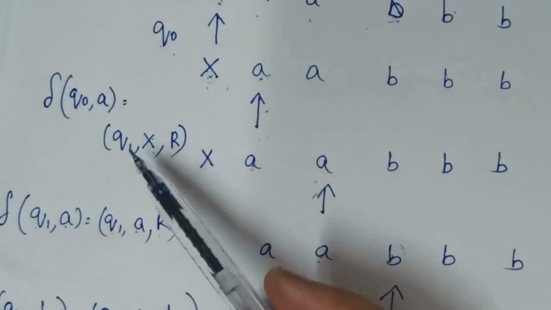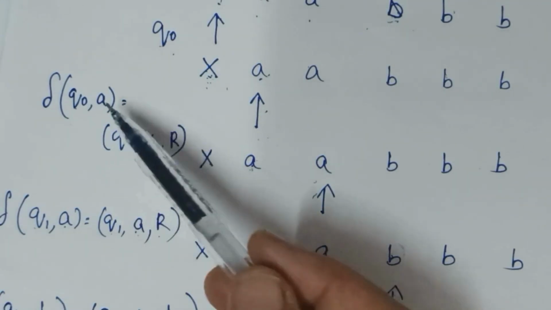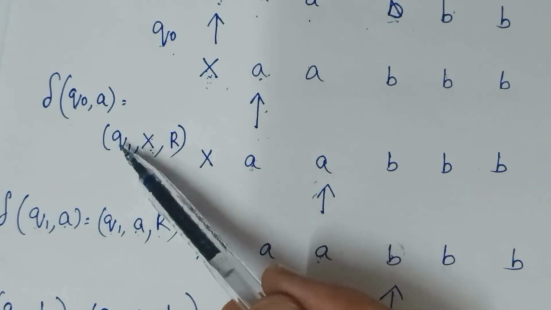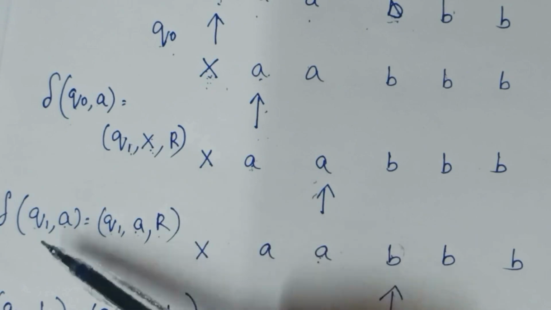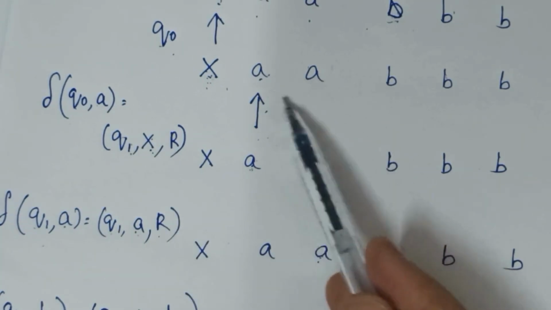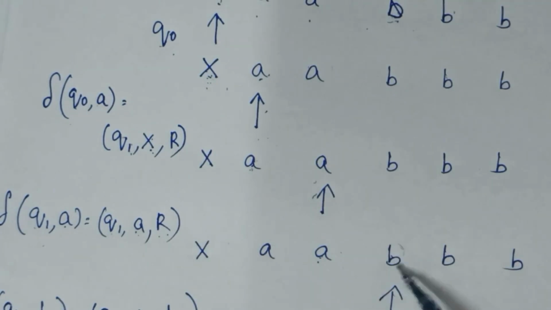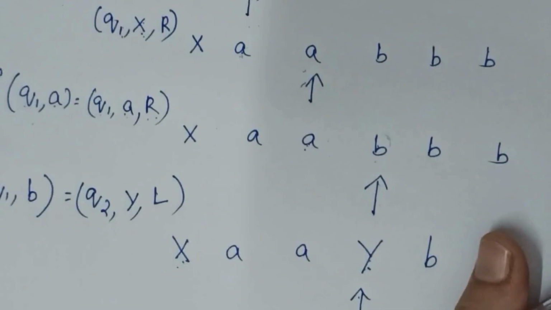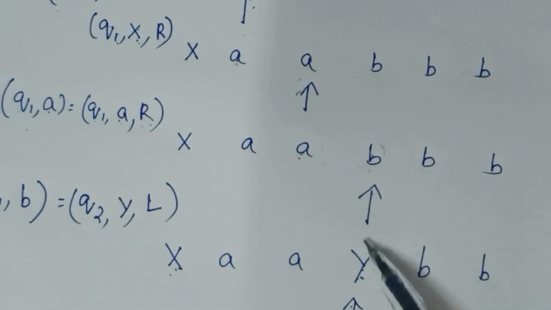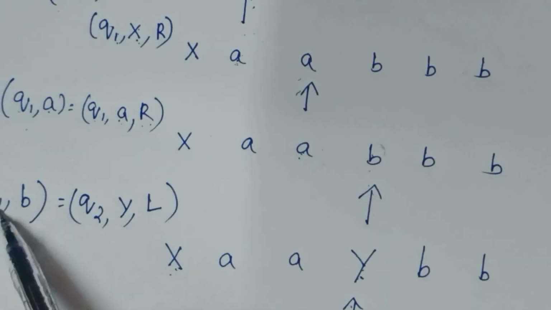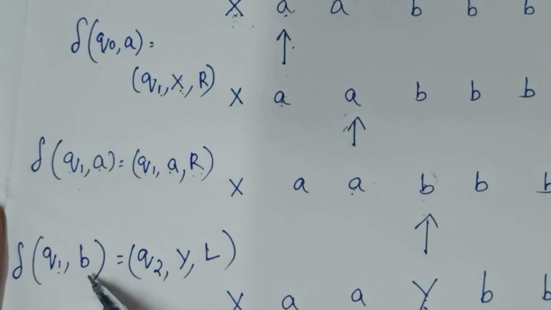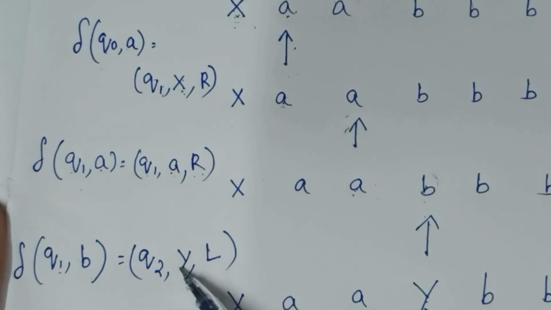Hope you will understand. Q0 on reading A, replace A with X. Some action is performed, so Q1. Q1 with all A's will just be reading and writing, so the same state and move to right. Whenever we reach B, replace B with Y and we are moving to left. So Q1 on B, change the state to Q2 because B is replaced with Y, and move to left.